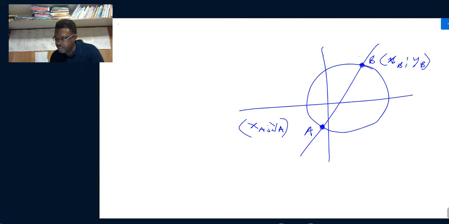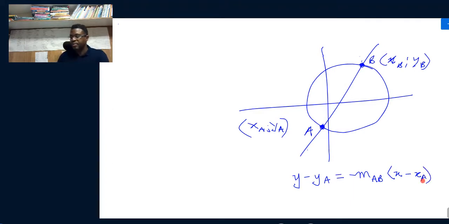So in this case, you take the equation of a circle together with the equation of a straight line, because with these 2 points, you can determine the equation of this straight line using y minus ya is equal to the gradient of line AB, which you would have calculated, times x minus xa. Right, this is it.